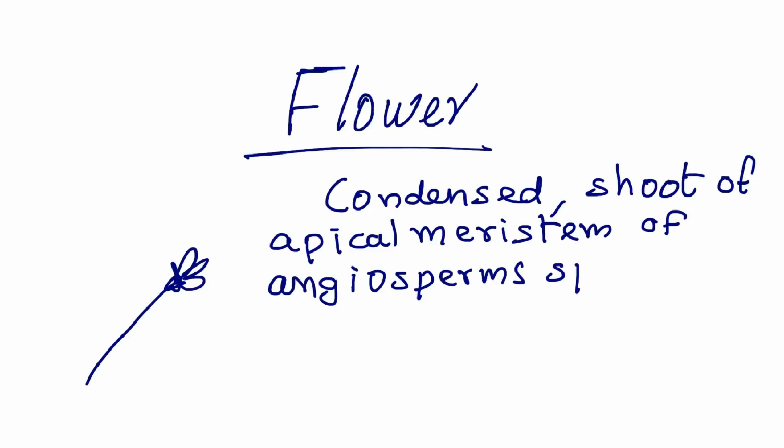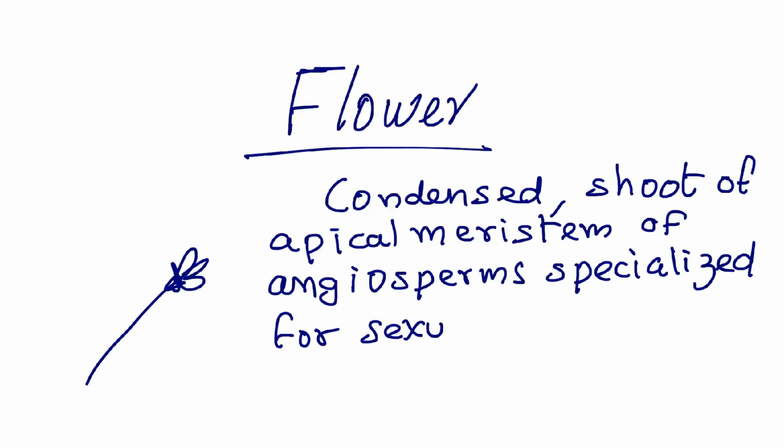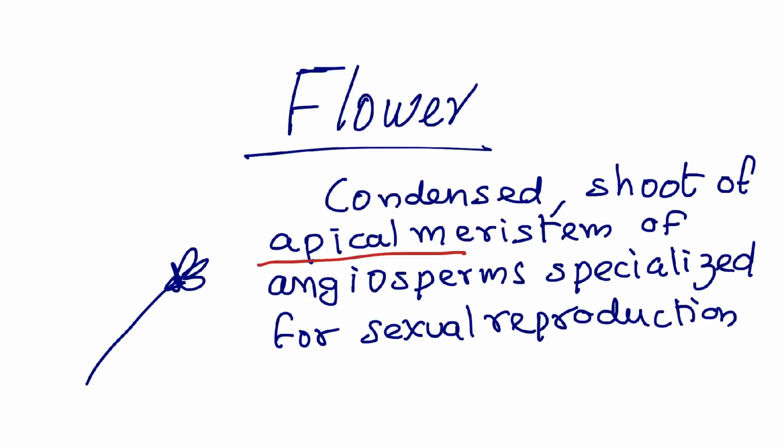So it's coming from the apical meristem. It's the shoot of the apical meristem. And another point, flowers are specialized reproductive organs of angiosperms. So it's not about gymnosperms. Flowers belong to angiosperms. So that's a key point. Once again, looking at the key points, it's apical meristem, angiosperms, and sexual reproduction.